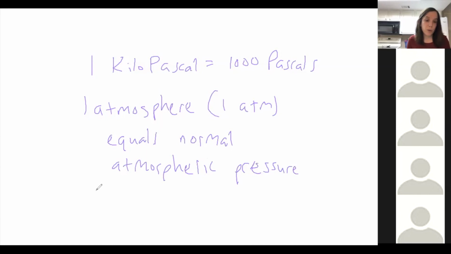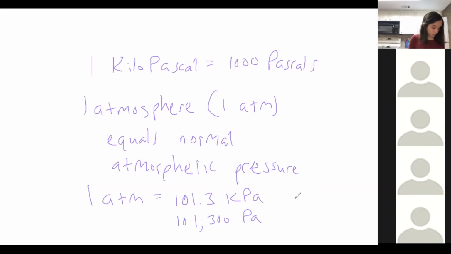Now there are a few conversions between atmosphere and other units. 1 atmosphere equals 101.3 kilopascals. Which is also equal to 101,300 pascals. So that's about equivalent to 22,000 pounds over a square meter.